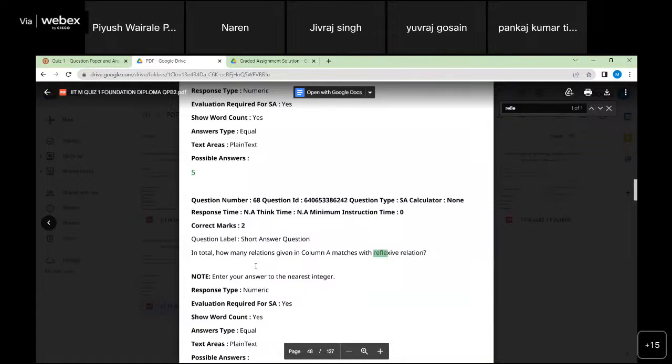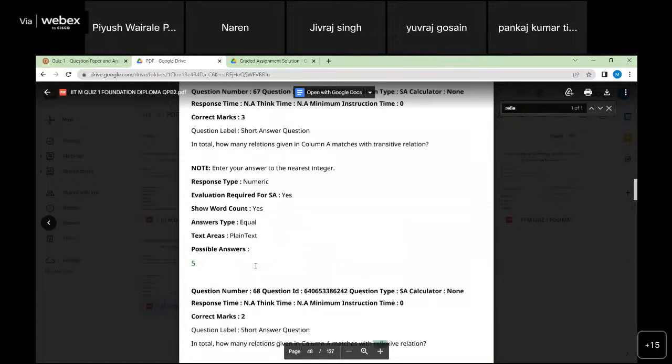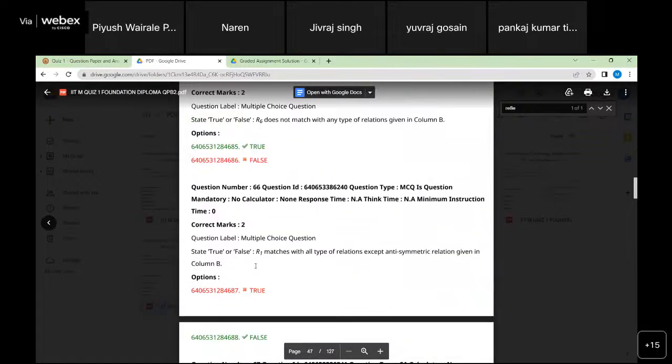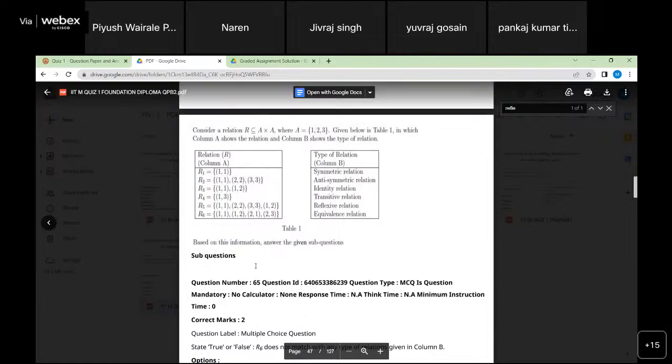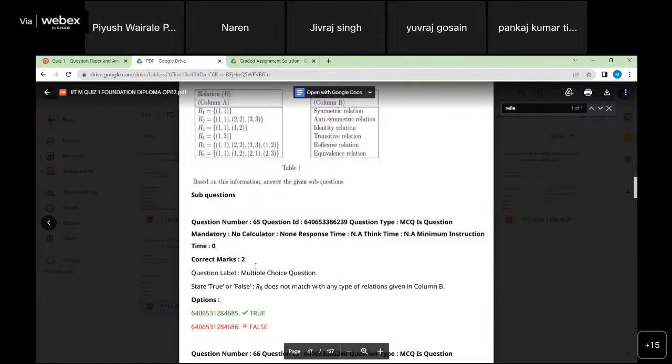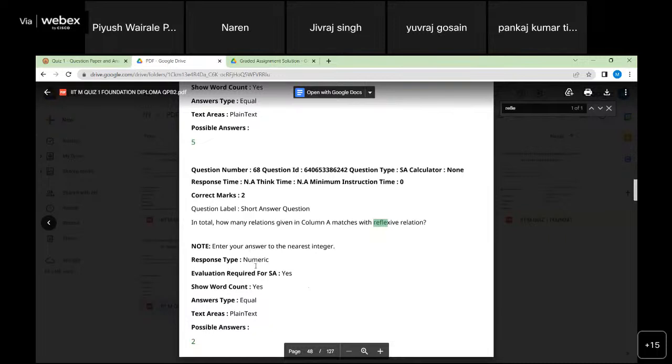Also two questions before that, 66, might be true or false: R1 matches with any relation. Okay, so we have a table here, Table 1, and based on this we have a few questions. Yes, sir. So how many relations given in column A match the reflexive relation?